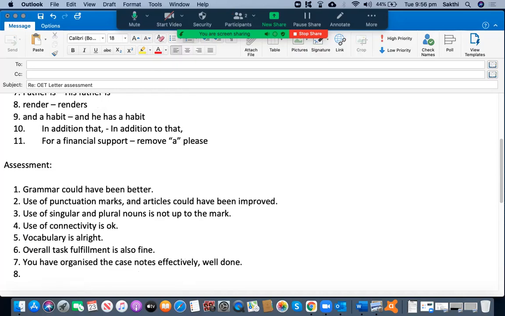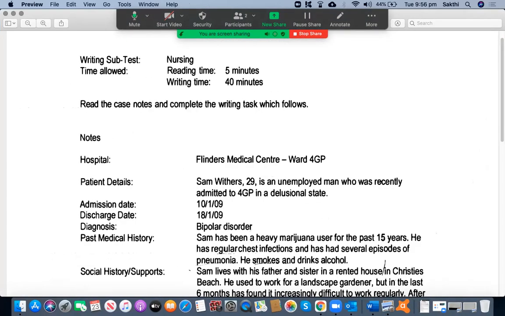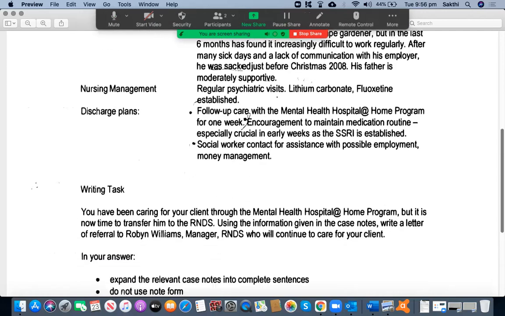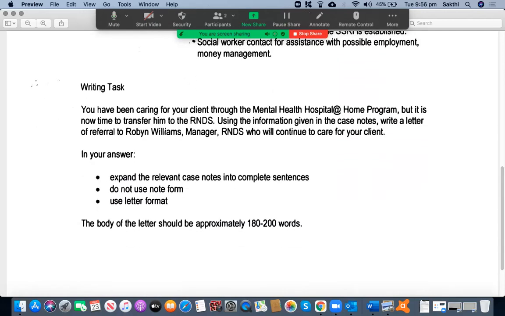All right. Okay, let me see if you have included all the relevant case notes or not. So you have been caring for your client through the mental health hospital at home program, but it is now time to transfer him to the R&DS. Okay, using the information given in the case notes, write a letter of referral to Robin Williams, manager, R&DS, who will continue to care for your client.